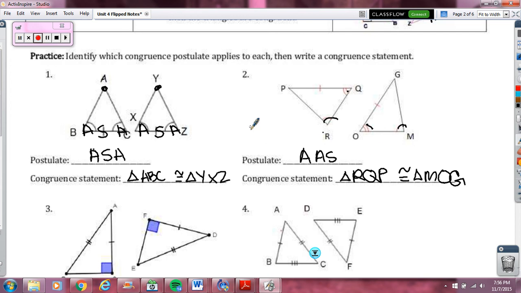Again, I want you to pause the video, try 3, 4, 5, and 6. 5 and 6 are tricky. Then unpause the video and see how you did. Come to class with questions.